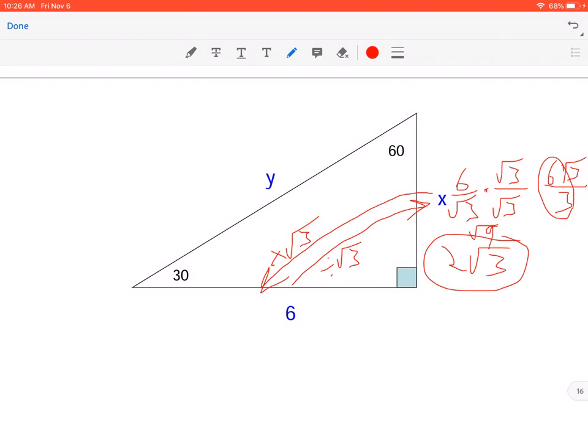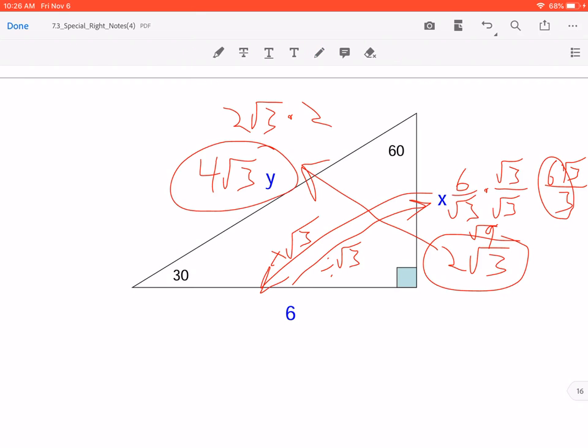That's the short leg. How do you go from short leg to hypotenuse? You multiply by 2. So that's 2 radical 3 times 2. The only two numbers that get multiplied are the 2 and the 2, so that's 4 radical 3. All right?